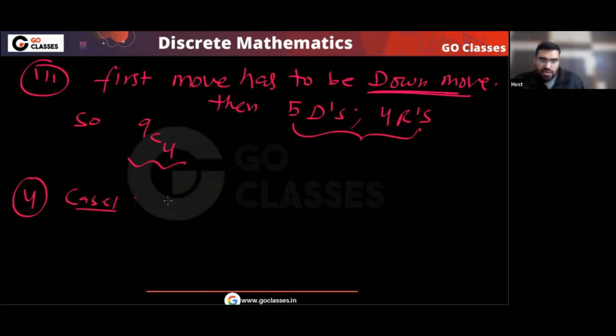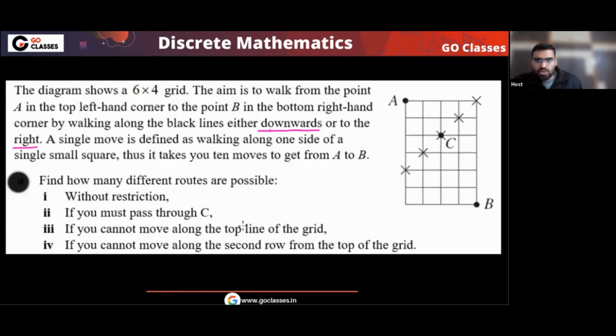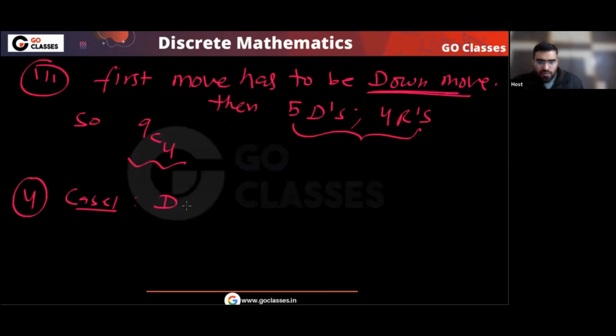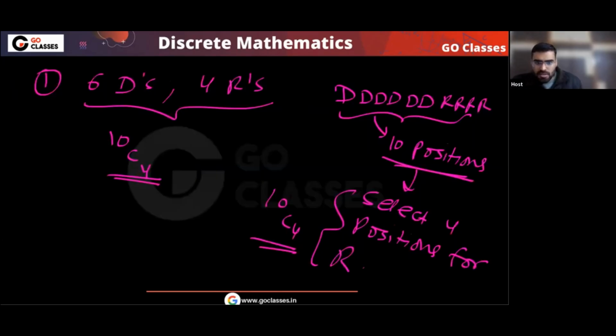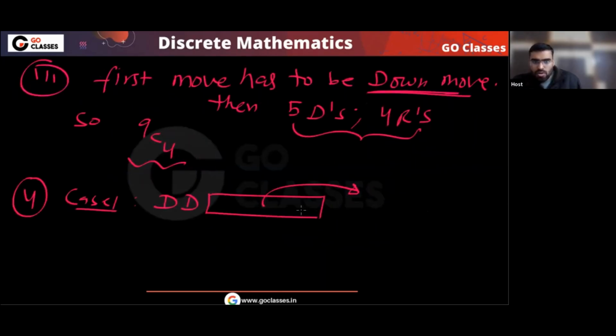Case 1. What is case 1? You start with the down move. If your first move is a down move, then what should be your second move? Can anyone tell me? It has to be down. There is no other choice. So you can notice if your first move is down, then automatically it has to be down. Now the remaining. Once you are here, this is just a 4-4, which means basically this is 8C4. So in this case 1, you have 8C4.